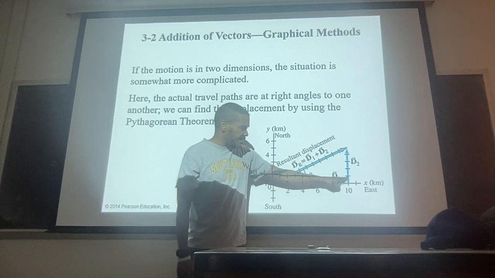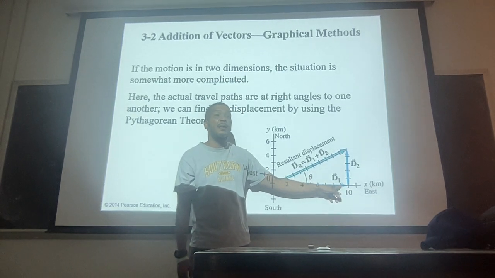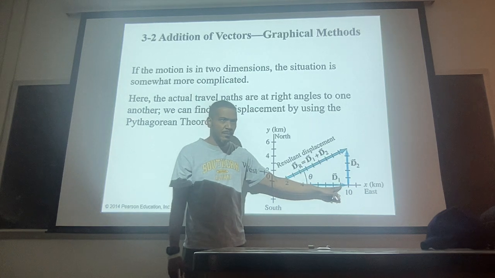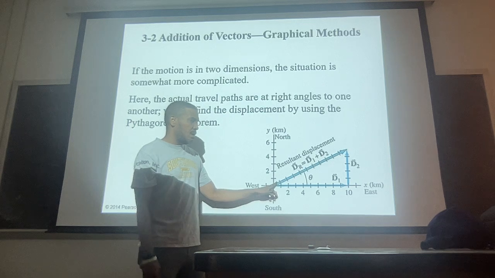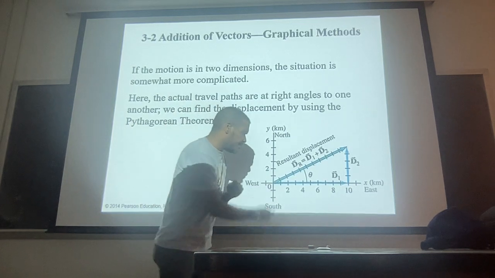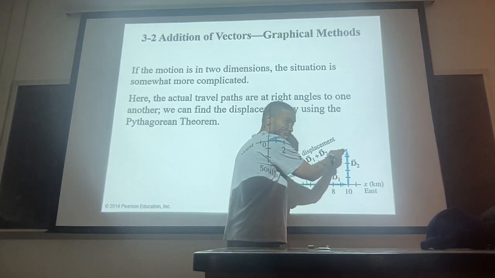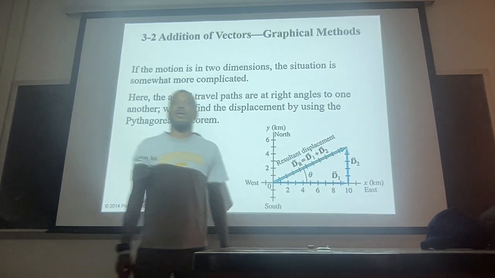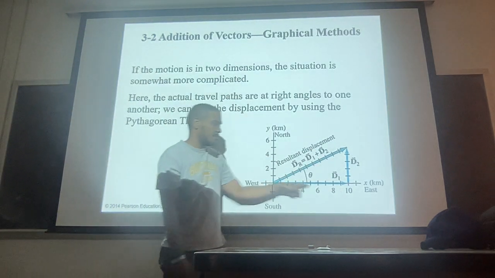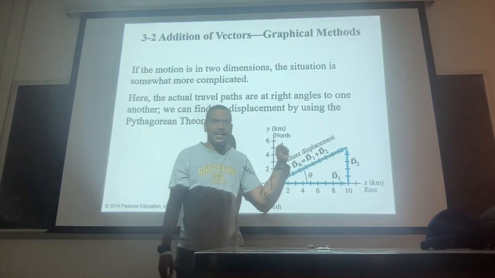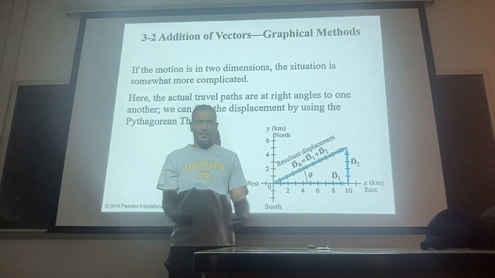But this is the tail to tip method. I take the tail of my second vector and I attach it to the tip of my first vector. I take the tail of my first vector and attach it to the tip of my second vector. And now it's completed, right? I have a 3-sided polygon, otherwise known as a triangle.